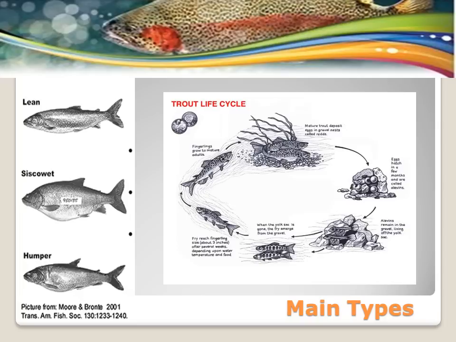Although all three forms are of the same species, as you can see here, they vary greatly in physical appearance and to some degree genetic makeup. The life cycles of all forms of lake trout are relatively similar from alevins to mature adults and only different in locations for spawning.